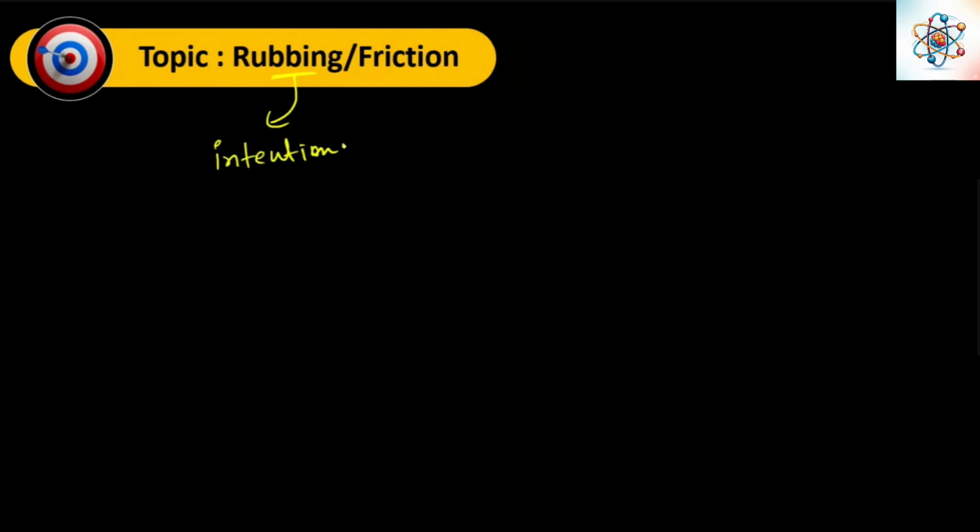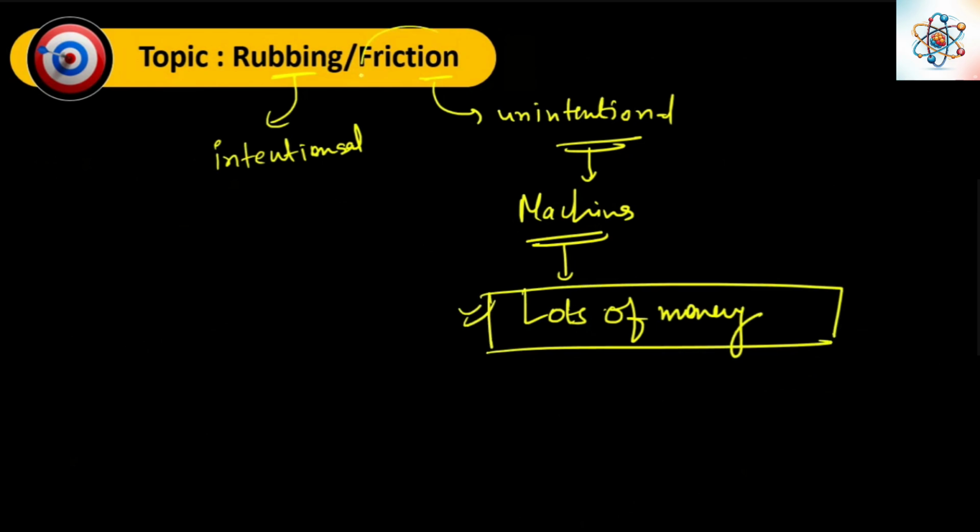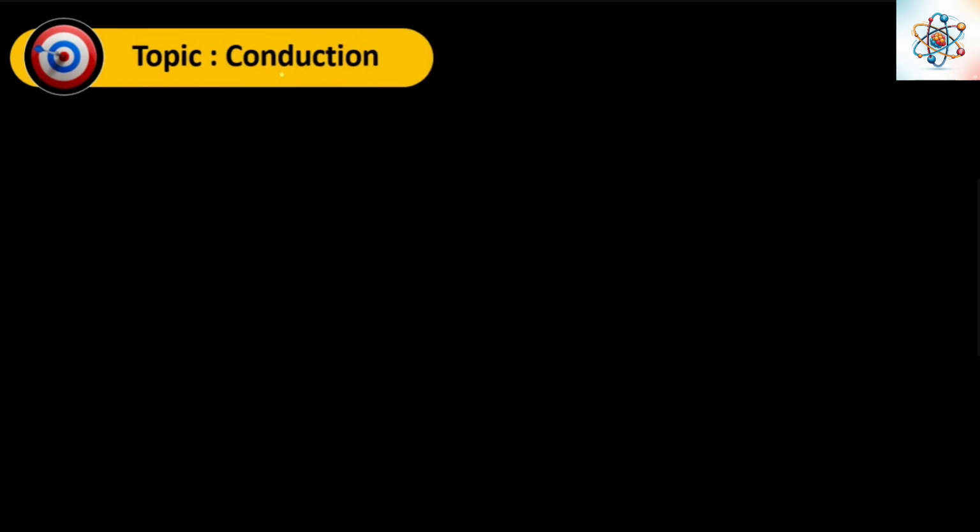So rubbing is intentional and it is unintentional. This thing generally happens in some sort of machines in which lots of companies, or you can say lots of industries, waste lots of money on removing that excess charge. So friction is not always something which is good. It is also sometimes bad, like for industries, not for us.